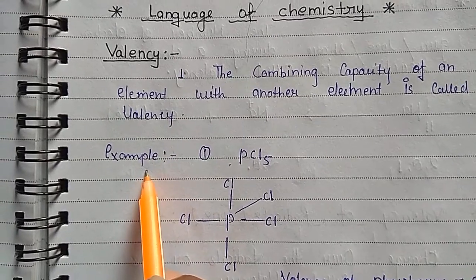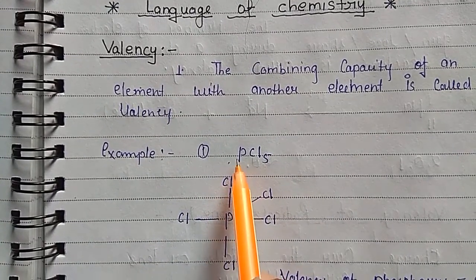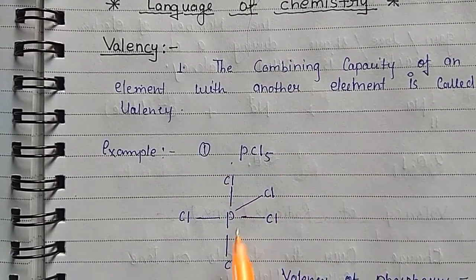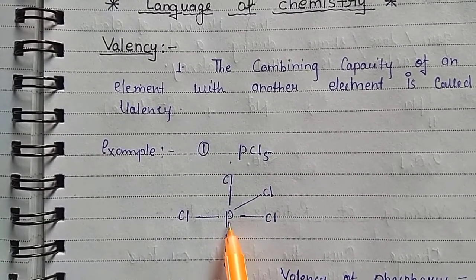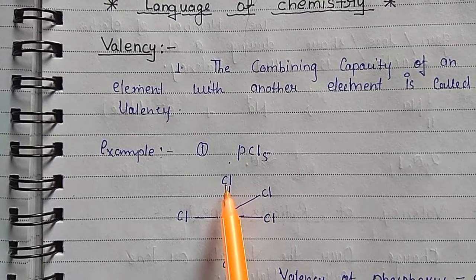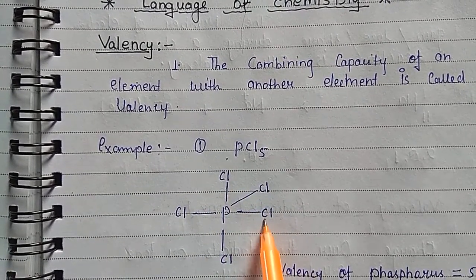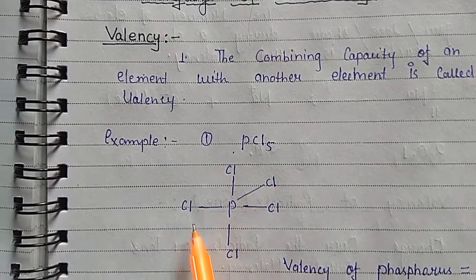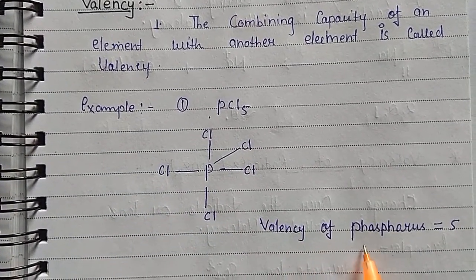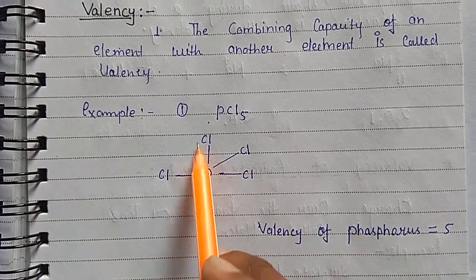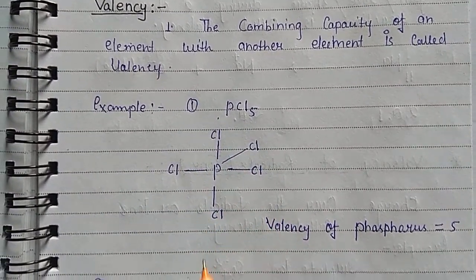For example, PCl5, phosphorus pentachloride. In PCl5, the phosphorus atom combined with 5 chlorine atoms: first, second, third, fourth and fifth. So the valency of phosphorus is 5 because phosphorus combined with 5 chlorine atoms.